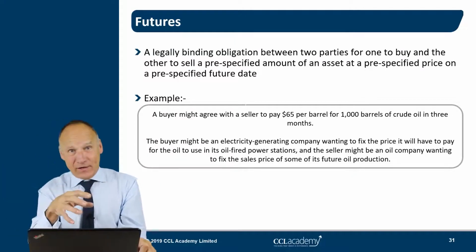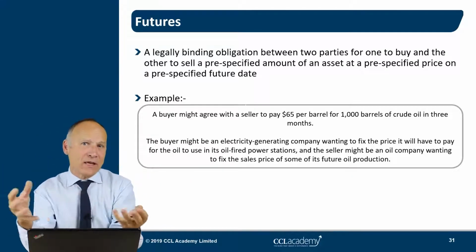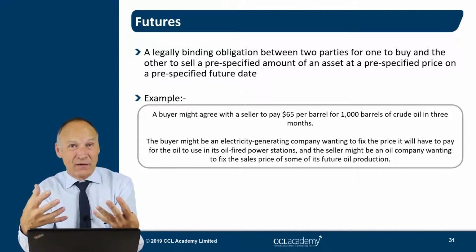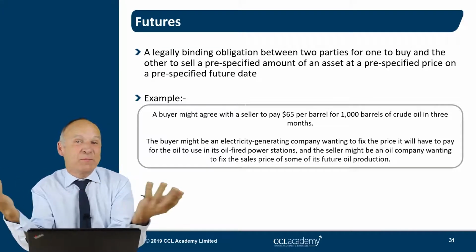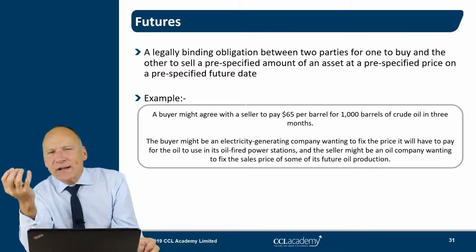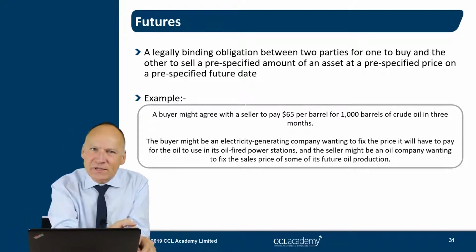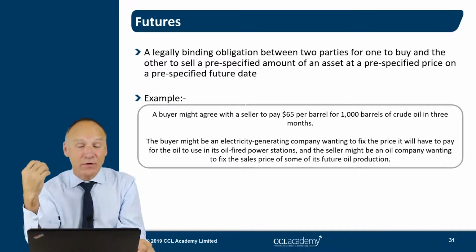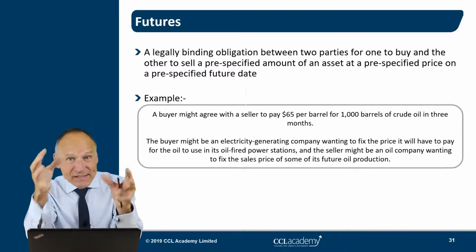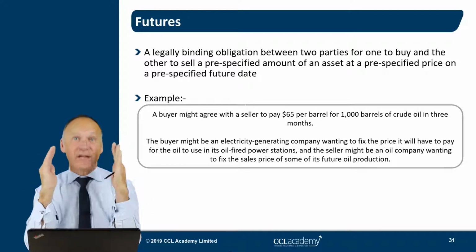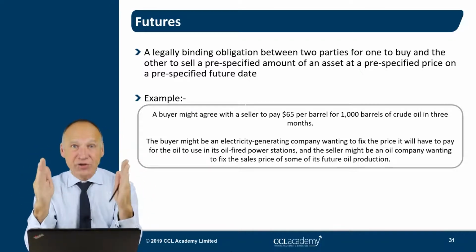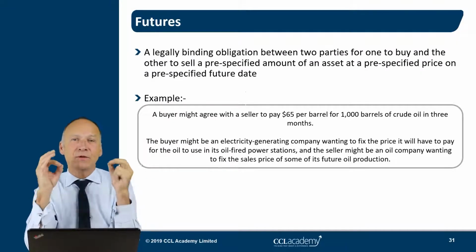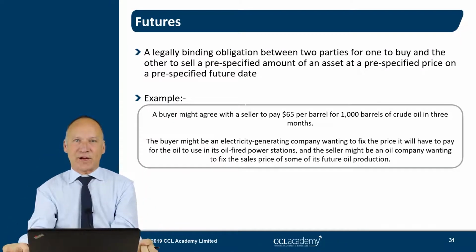The seller in the contract may well be an oil producing company, an oil company. ExxonMobil, perhaps, the biggest oil company in the world. It's nice for them to know in advance of time how much they're going to get for the oil they produce. So you can see the logic. These two parties are reducing the risk they face by entering into this oil futures contract.